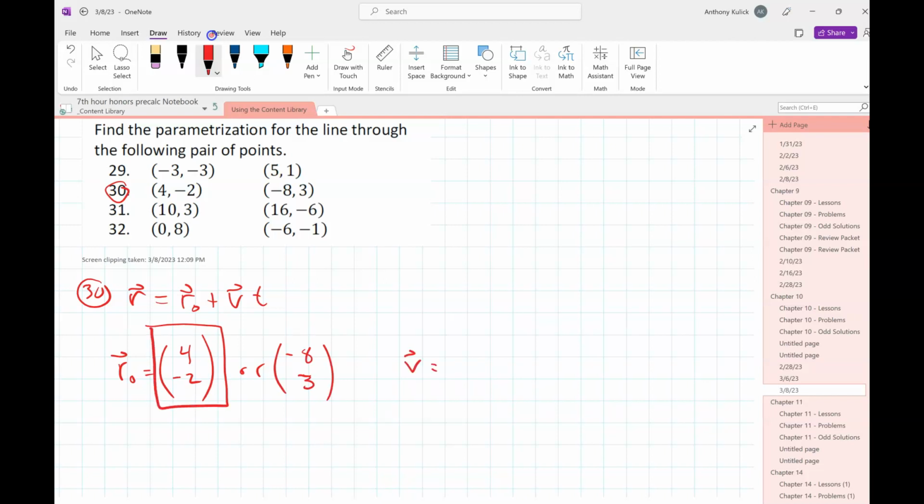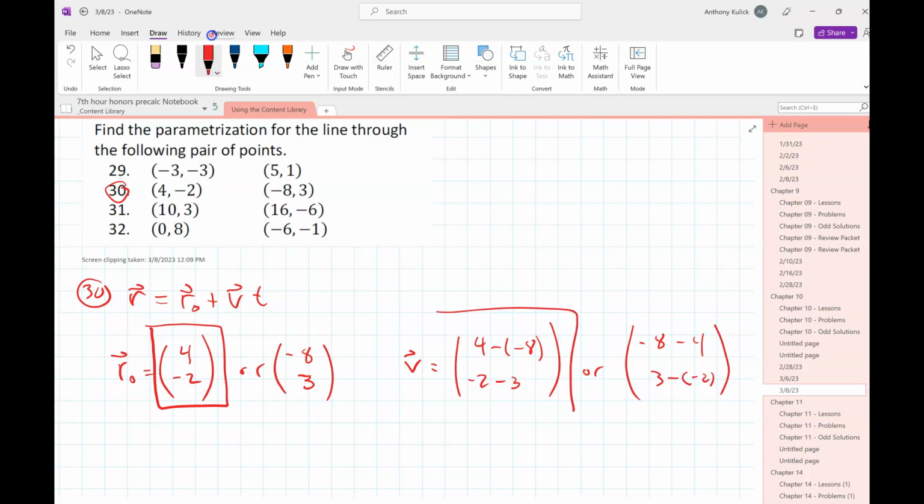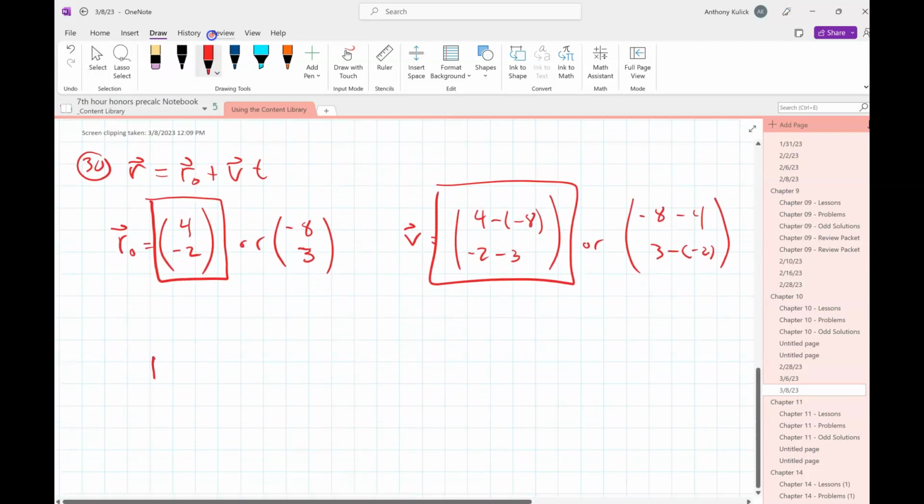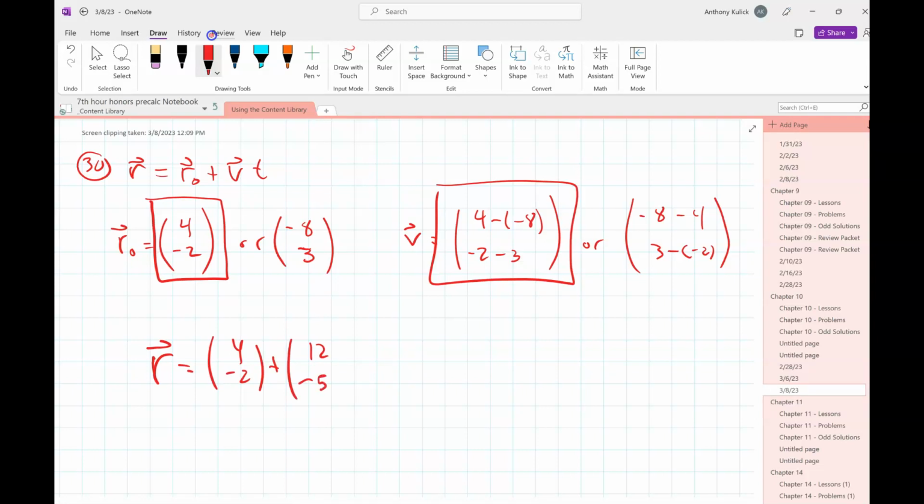And then v is my direction vector. That could be (4 minus -8, -2 minus 3), or you could reverse it. It doesn't matter. I'm going to choose to use this one. So I have r is equal to (4, -2) plus (12, -5) t.